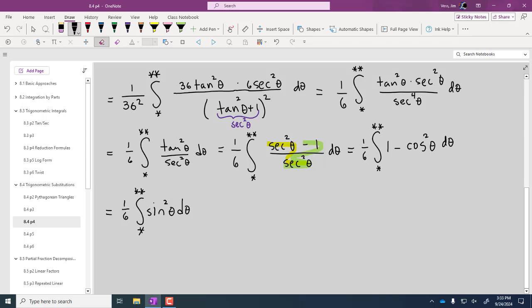All right, so we're all the way to there. Don't tell me you need to power reduce now. Now we power reduce it. Power reduce it. And when we power reduce it, the 1/2 will factor to the front. And this is going to be 1 minus cosine of 2 theta.